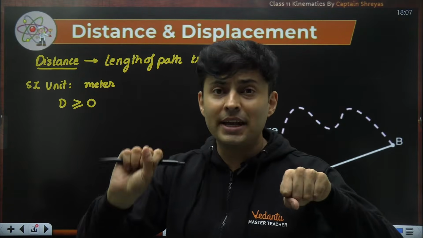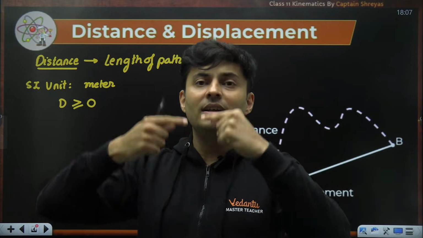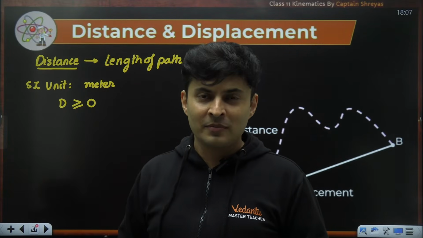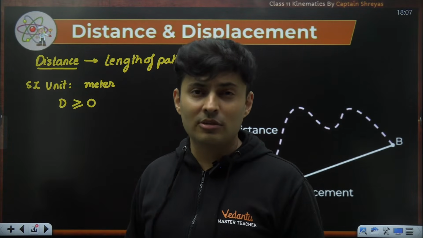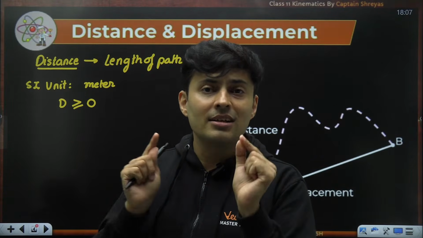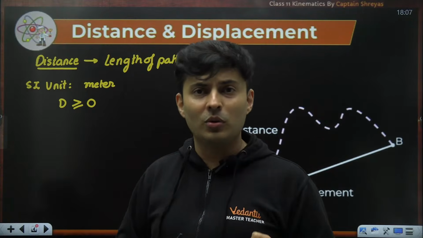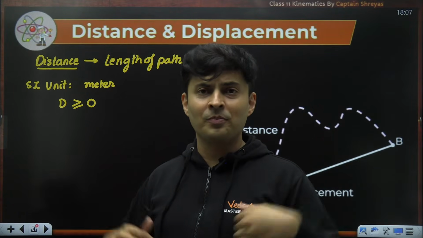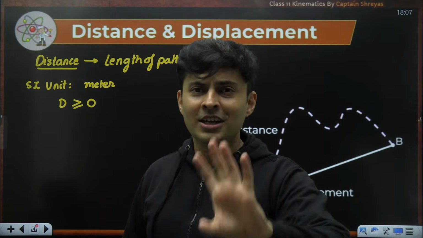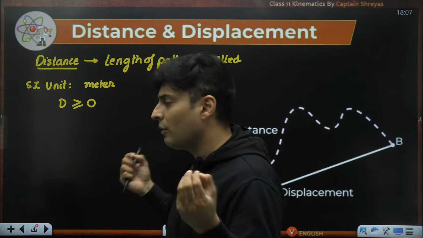So if you have ridden a bike or driven a car, you might have seen the odometer, which constantly increments as you travel. My vehicle has traveled 5,000 kilometers, 20,000 kilometers. So that is measuring distance. That is not going to reduce because you came back to your own house or you came back to the dealership or you came back to the original location. If you take reverse also, it will still increase. So it can never ever be negative.